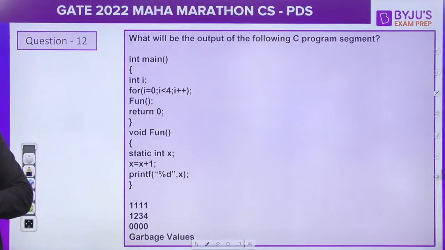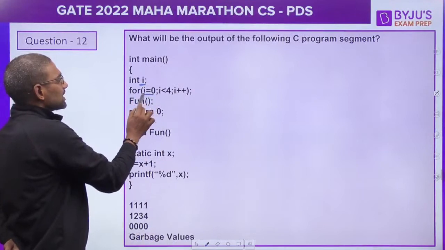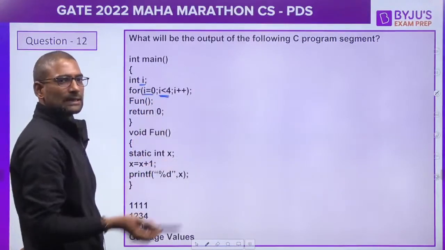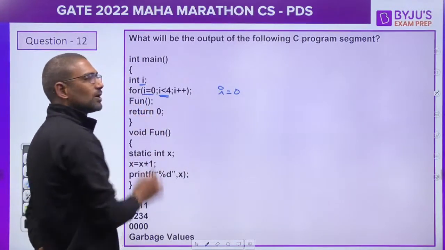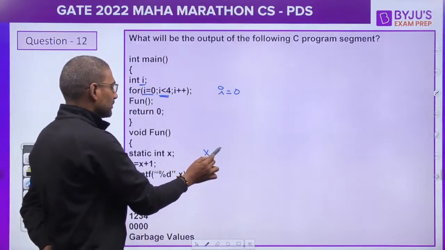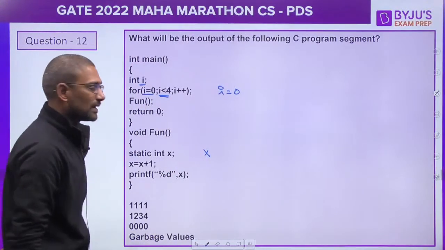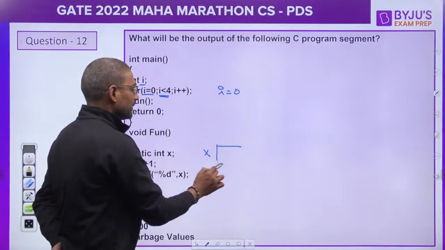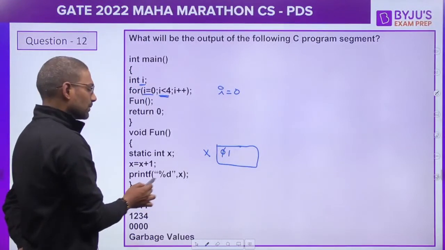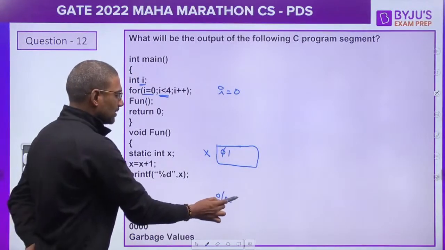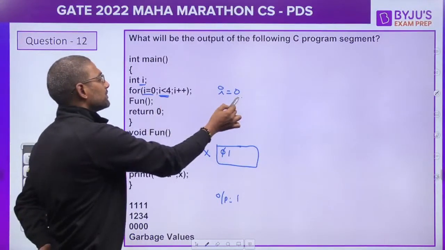One, two, three, four. Okay. So it's very simple. I starts with 0 and goes on till 4. So I is equal to 0. You are calling fun. Here we have one static variable. Is it initialized? No, but we know the default value of a static variable would be 0. x is equal to x plus 1. Print x. So what would be printed? 1. Then return. I becomes 1.